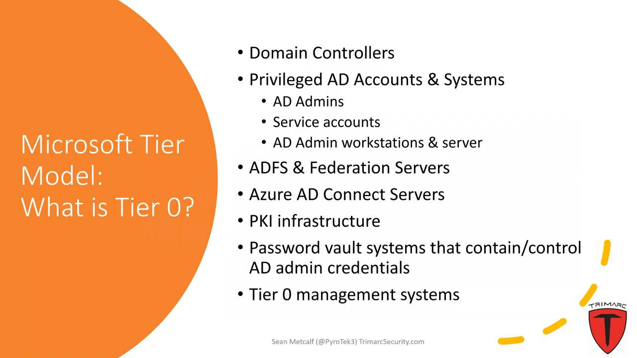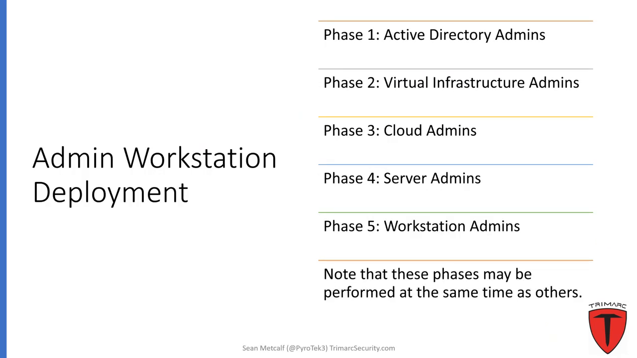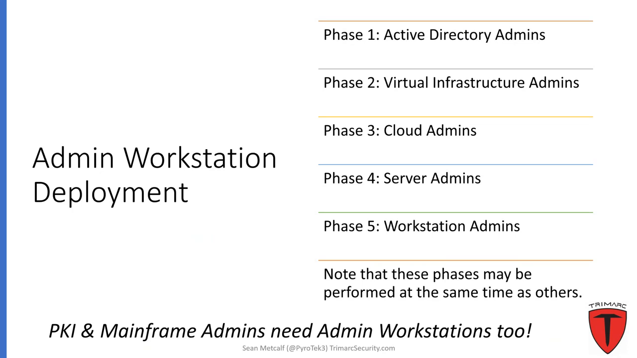Instead of working on getting the full tier model deployed, Trimarc recommends focusing on getting tier zero configured and fully deployed first. This includes the most privileged systems and accounts. And here we provide a phased approach for deploying admin workstations. The focus here certainly are the tier zero systems and working down from there, but that's Active Directory administrators, virtual infrastructure admins, cloud admins, server admins, and so on and so forth. So focusing on those areas that are sensitive, including PKI and mainframe admins.